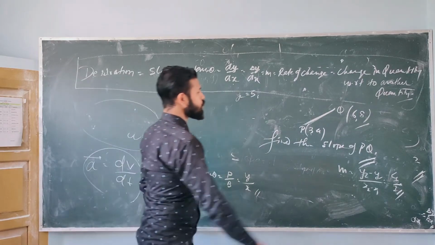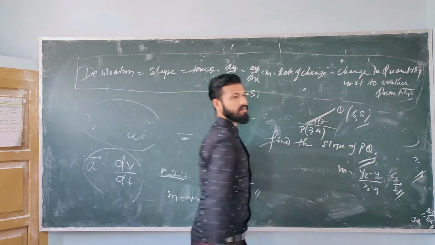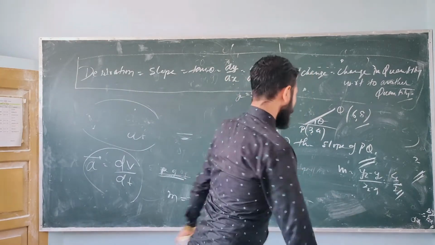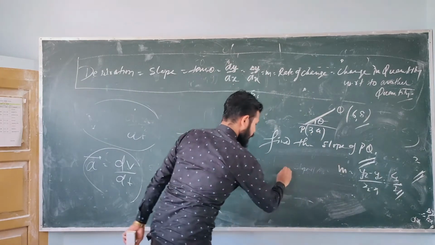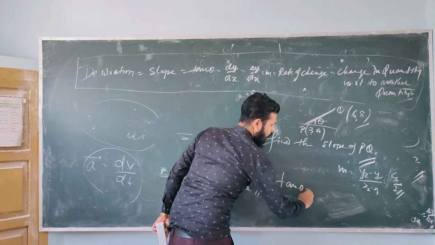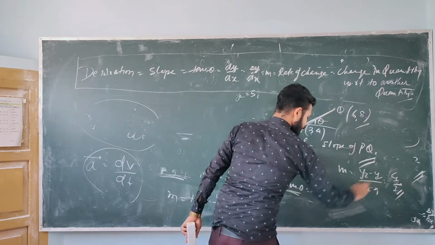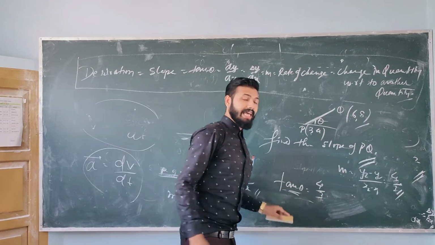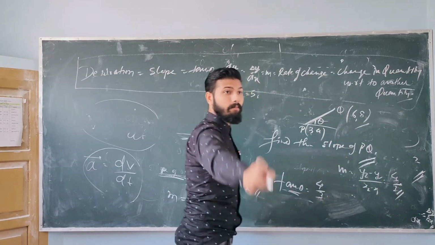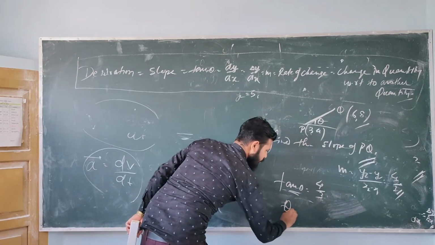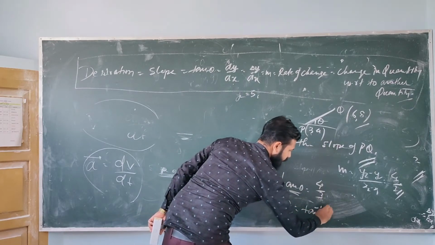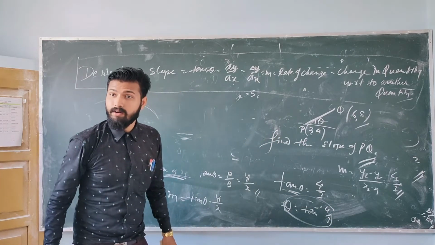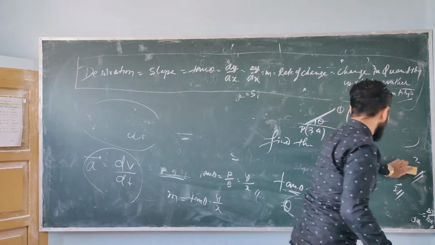Now if you are asked to find this theta, how will you find the angle? We already know that tan theta is the slope. What is the slope? The slope is 4 by 3. Taking tan to the other side, it becomes tan inverse. So theta is equal to tan inverse 4 by 3. This is theta. Got it?